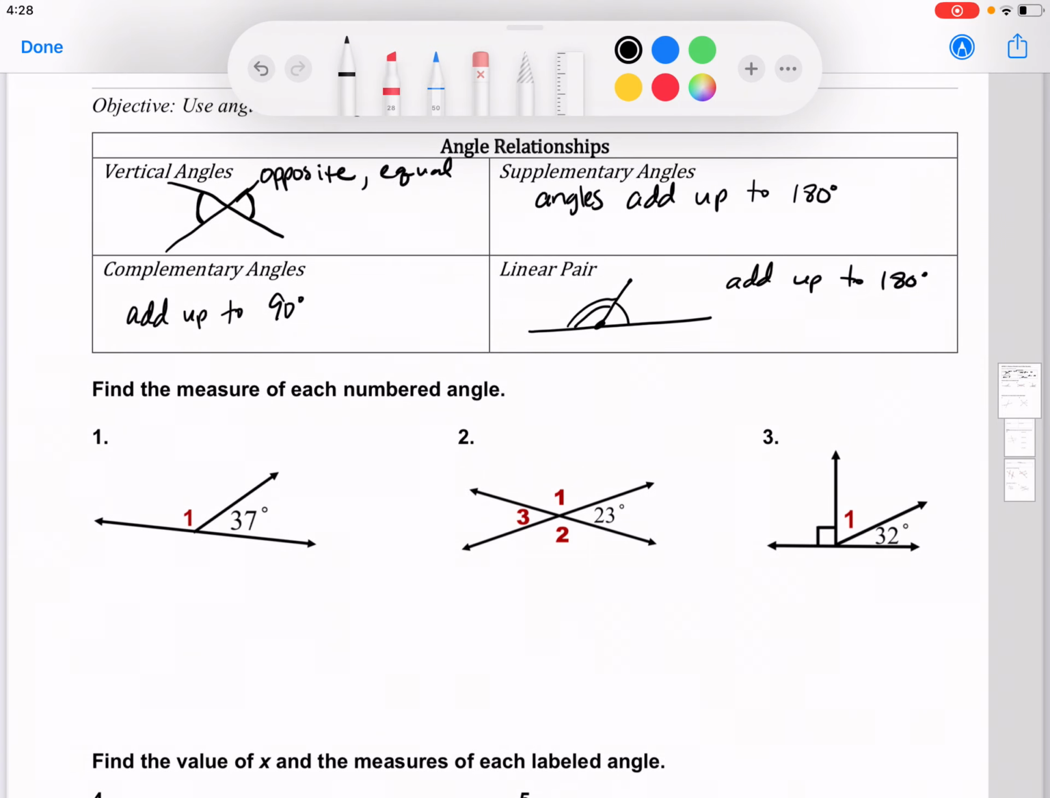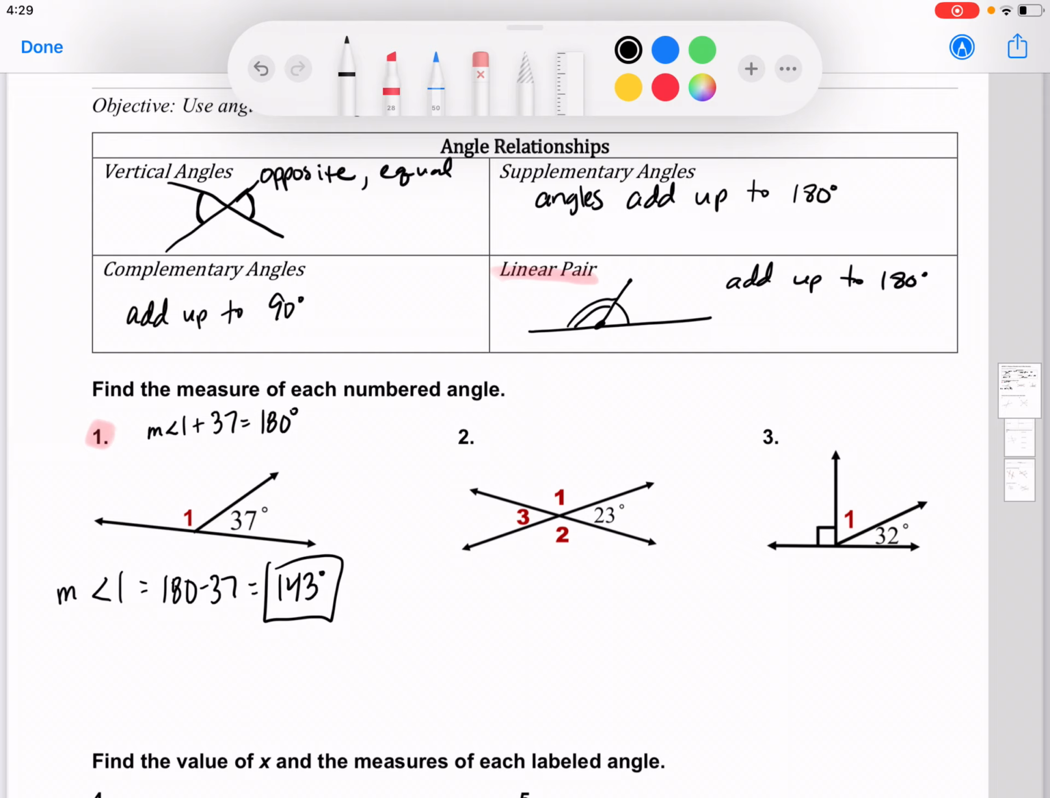So I just want to show you what I mean with a few of these. Number one is an example of a linear pair, and this one is just asking us to find the missing angle. We have 37 degrees right here. So I know that angle 1, if I add that to 37 degrees, should be 180 degrees. So to find the measure of angle 1, you just subtract 37 from 180 degrees, and you get 143 degrees, and you are done.